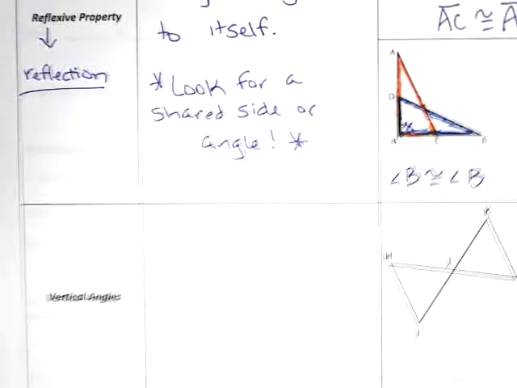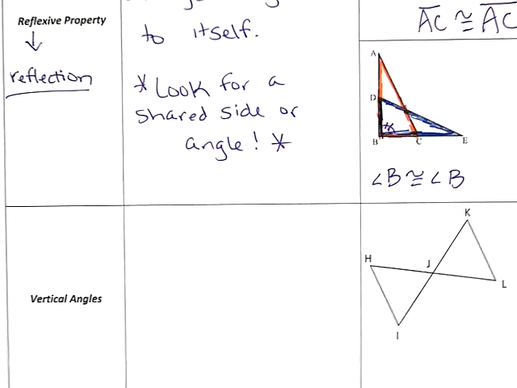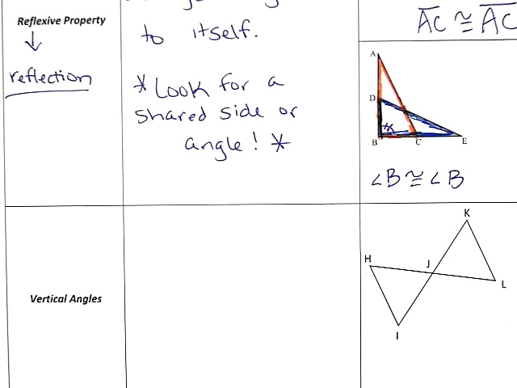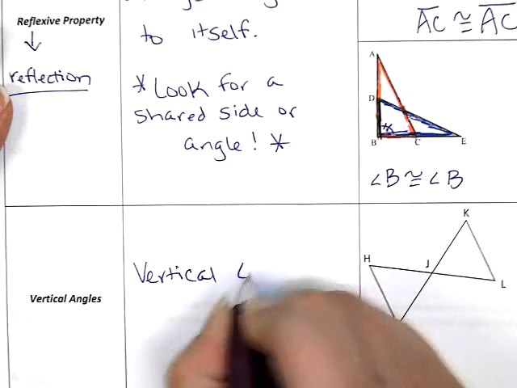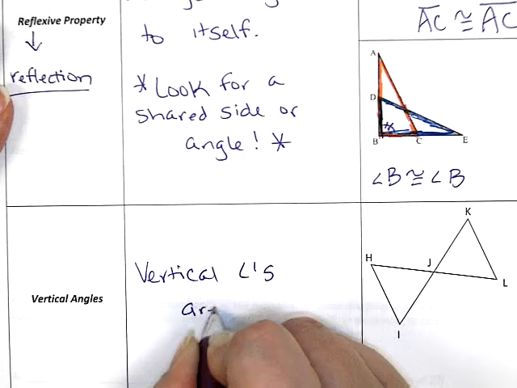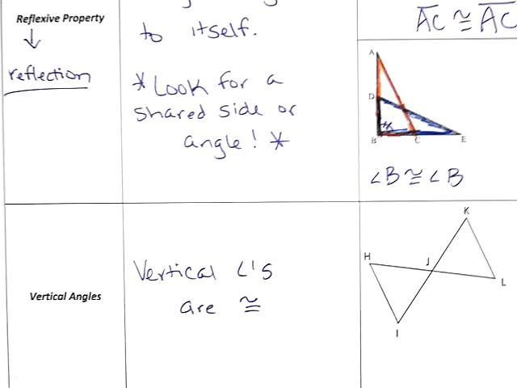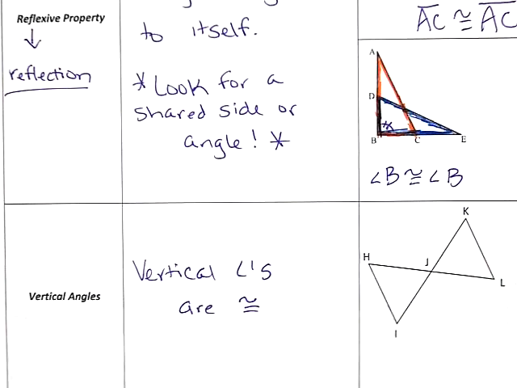All right, this one should look familiar. Hopefully you all remember vertical angles, and we talked about them in class today. So vertical angles are always congruent to each other. That is what you need to know. Okay, we learned that all the way back in chapter 1. We've been doing that for a while now.